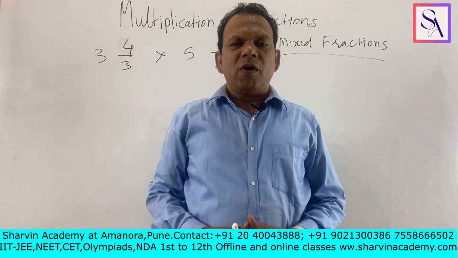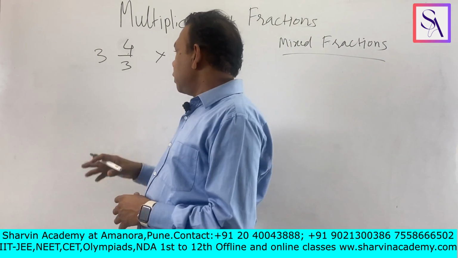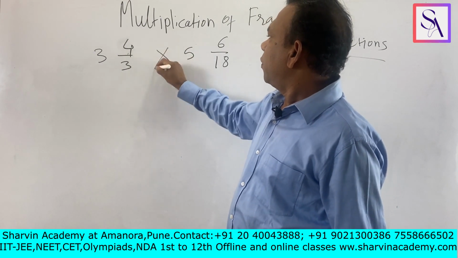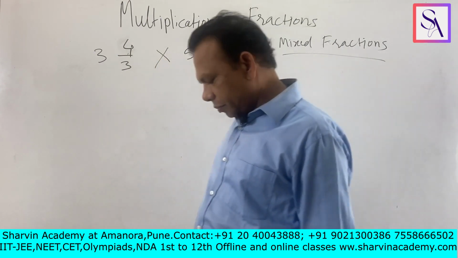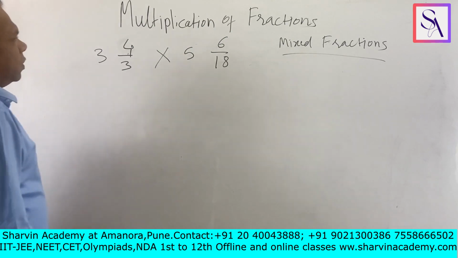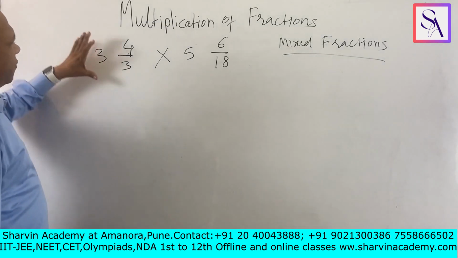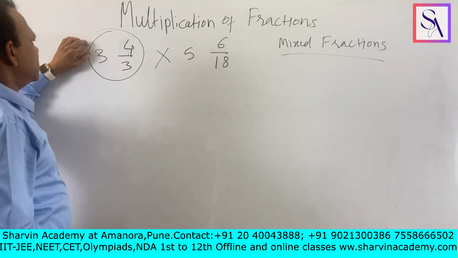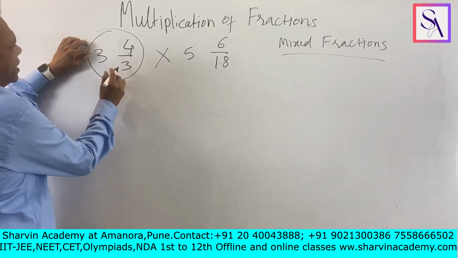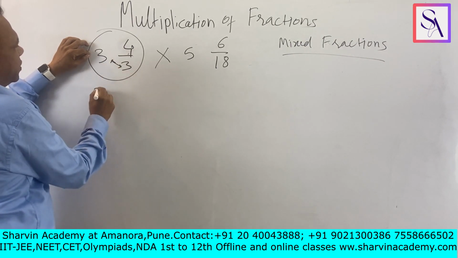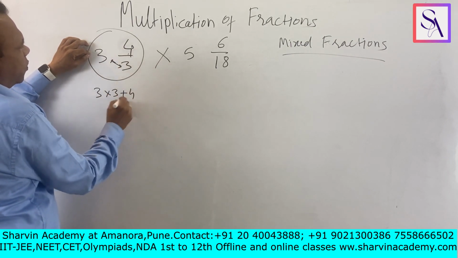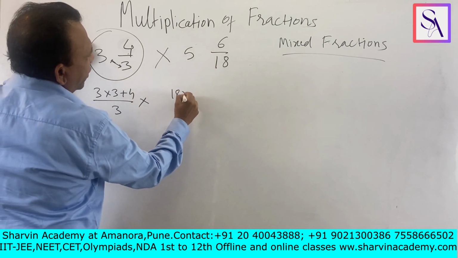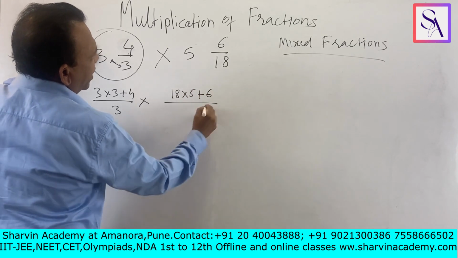Now multiplication of mixed fractions. So our example is 3 and 4 by 3 into 5 and 6 by 18. To multiply this, first you have to convert these mixed fractions into improper fractions, right? So how to do that? We know, 3 into 3 plus 4 divided by 3, multiplied by again 18 into 5 plus 6 divided by 18.